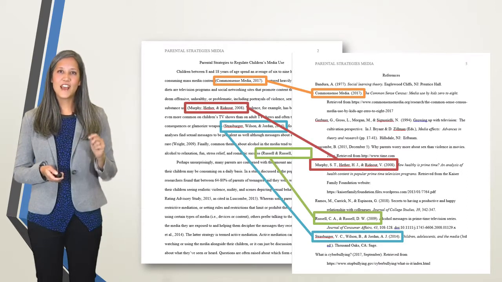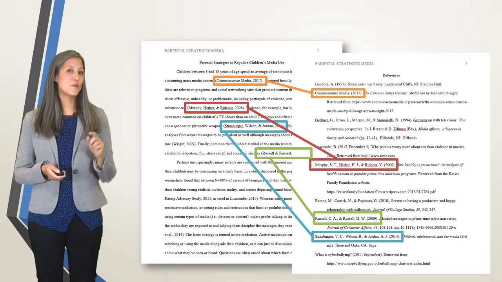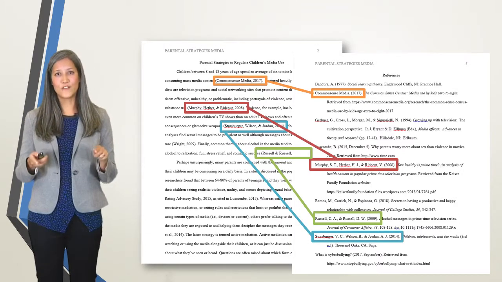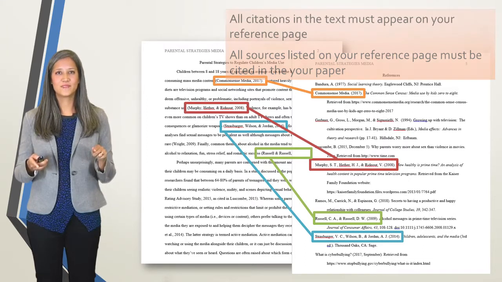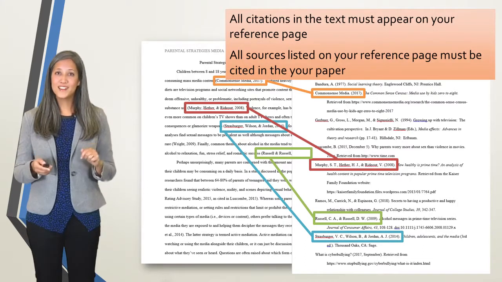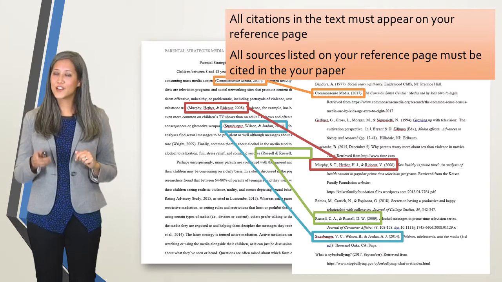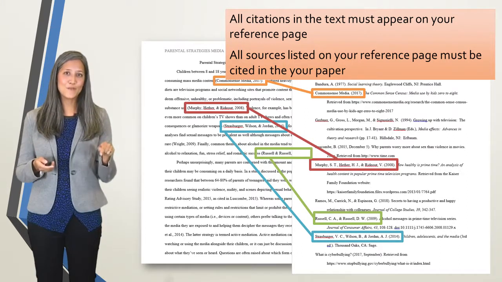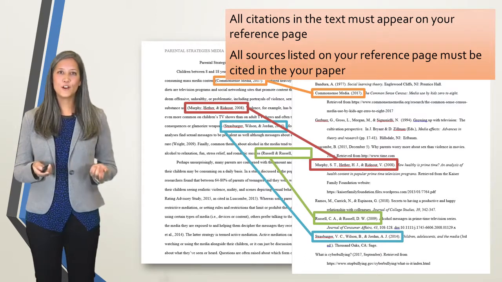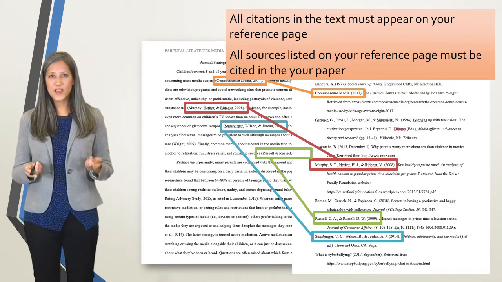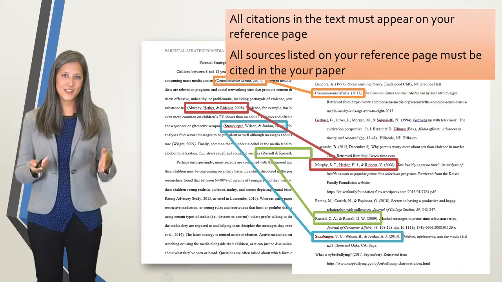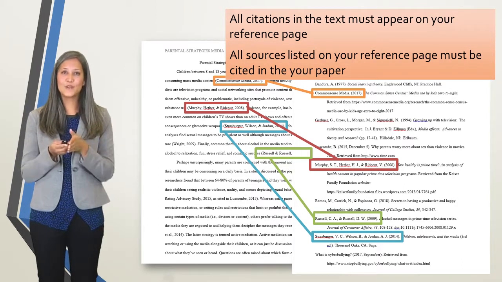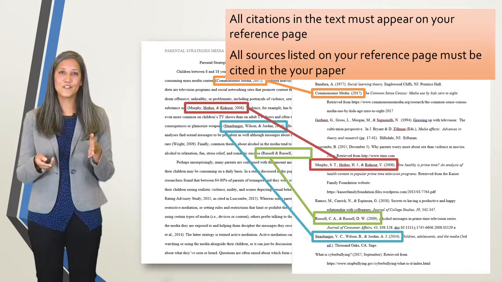So each and every citation that appears in the body of your paper should also be found on your reference page. Likewise, each and every reference entry on your reference page must actually be cited in the body of your paper. It would be an error if you listed a source on your reference page but never actually cited that source in the body of your paper. There should be an exact match between the in-text citations and the reference entries.